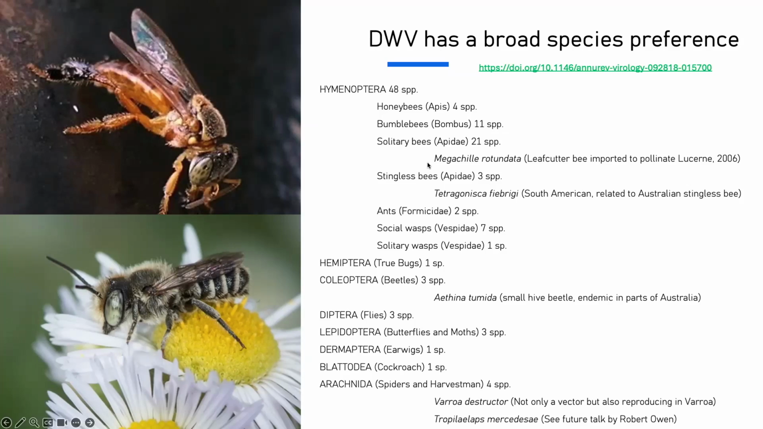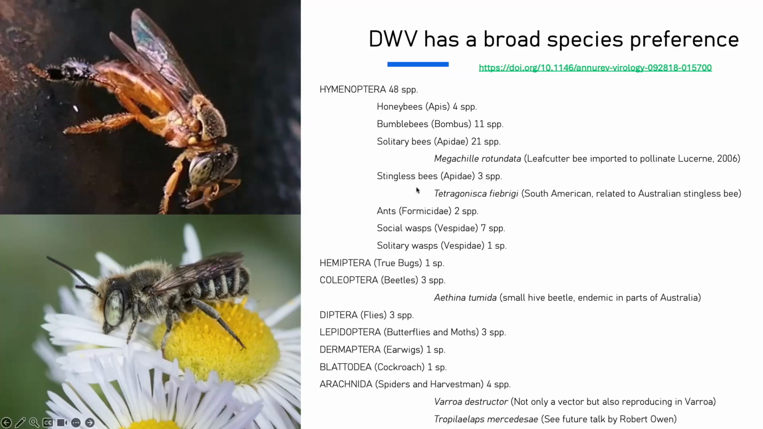bees, including the leafcutter bee, which incidentally was imported into Australia in 2006 as an insect that could be used for pollinating, particularly lucerne. It's very good at doing that, and so it was imported for that particular purpose. We don't know what the status is in terms of deformed wing virus in those imported leafcutter bees. They are used extensively overseas for lucerne pollination, particularly in Canada.